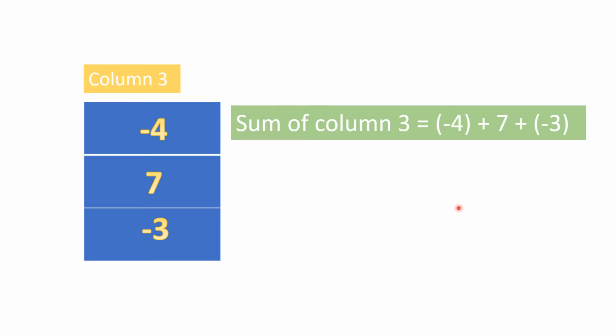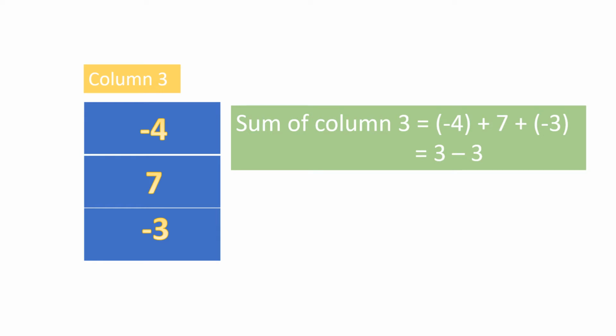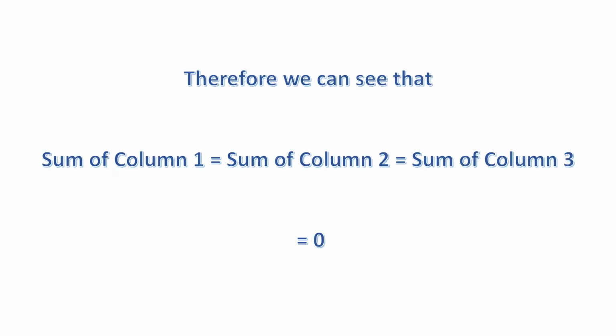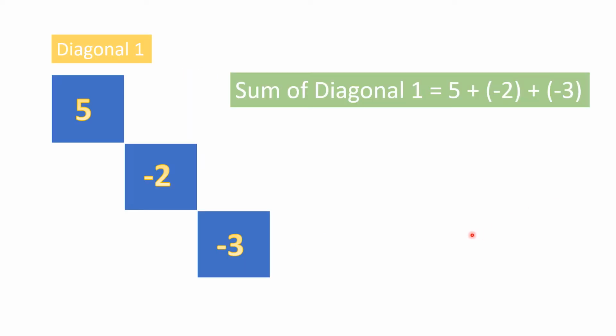Now we can go on to the last column, which is column 3. Column 3 contains 3 elements again, minus 4, 7 and minus 3. We add them. Using integer addition, we get 3 minus 3, which is 0 clearly. So now again we get that the sum of column 1 equals the sum of column 2 equals the sum of column 3, which as you can see in the previous steps, is 0. So after completing these two steps, all the sums of the rows are equal and all the sums of the columns are also equal.